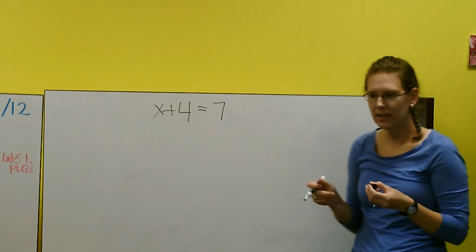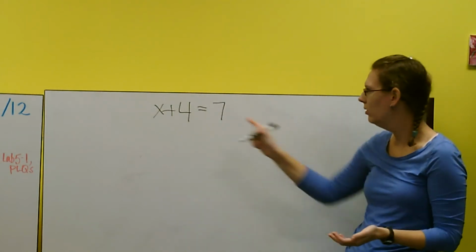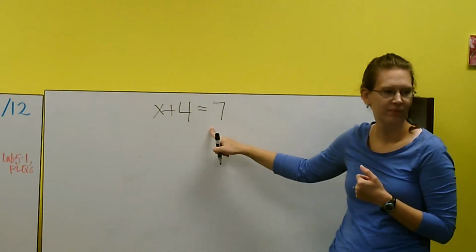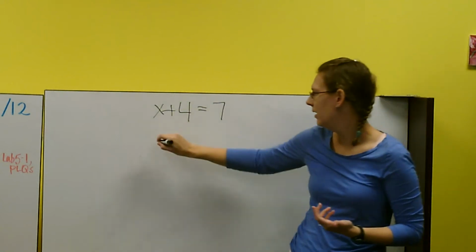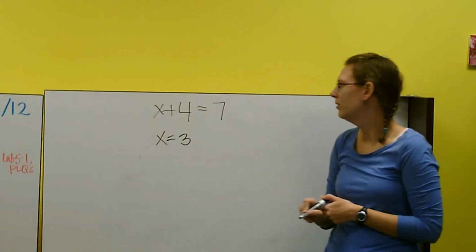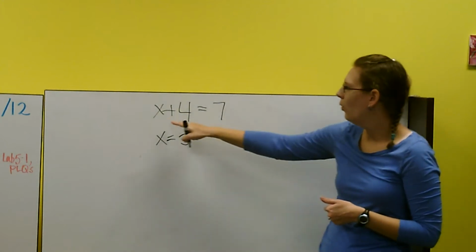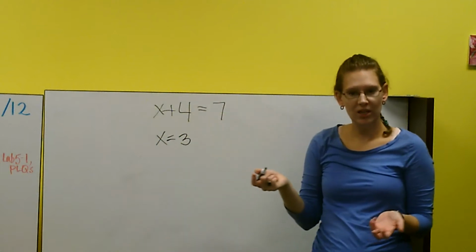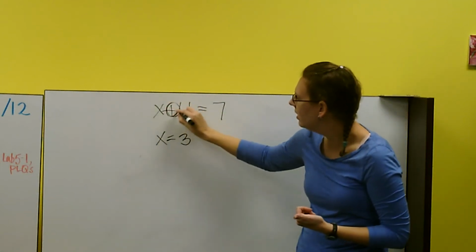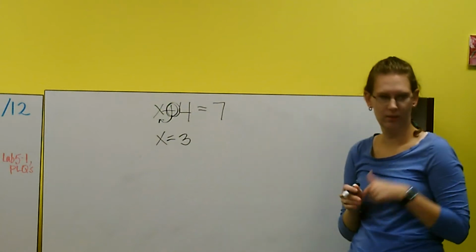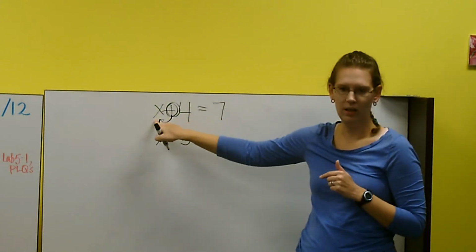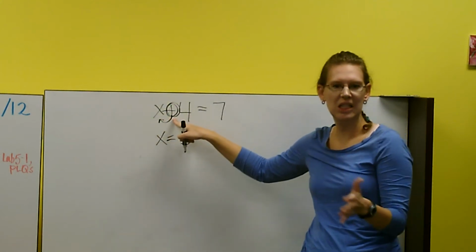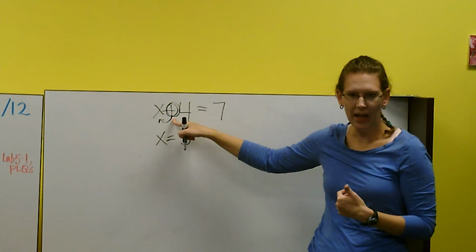You guys, I'm pretty sure, all know what plus 4 is going to equal 7, Jamika? 3. Okay, how did you get 3? X equals 3. As we look at this equation, we know that 3 plus 4 equals 7. So what we can do is look at the sign that's with our variable, and whatever sign it is, we can use the sign that undoes that sign.